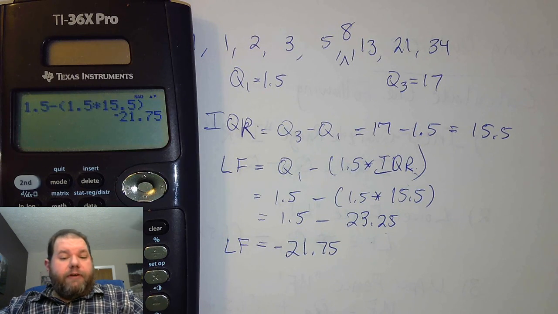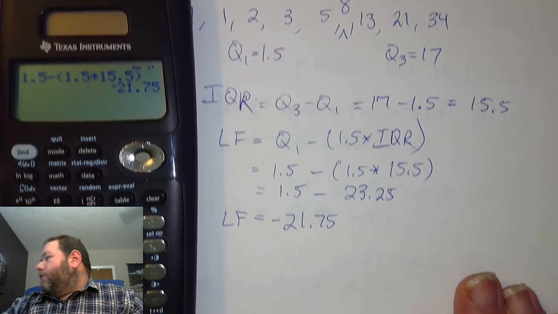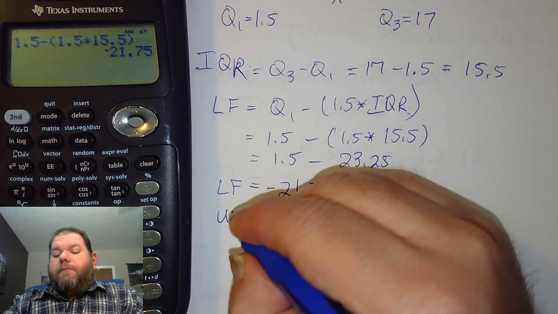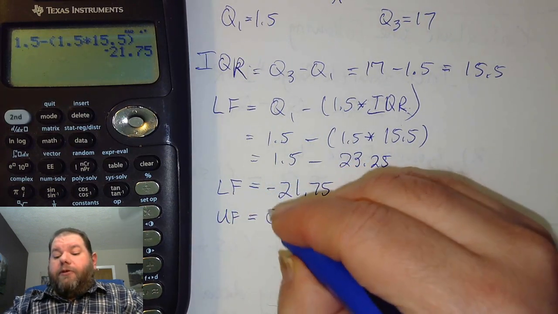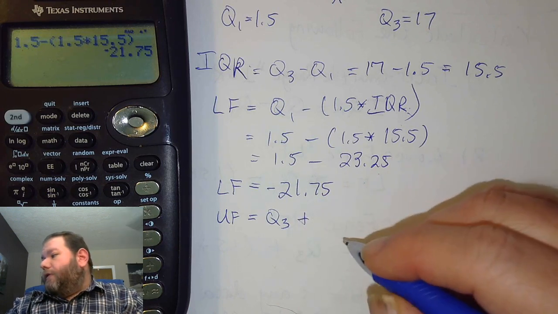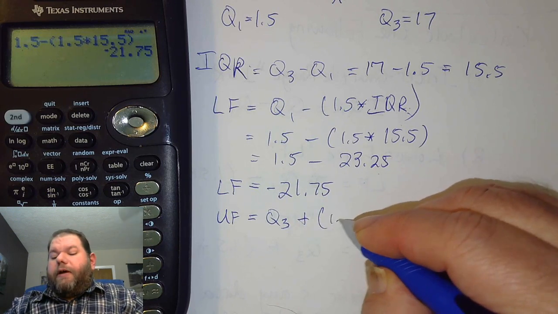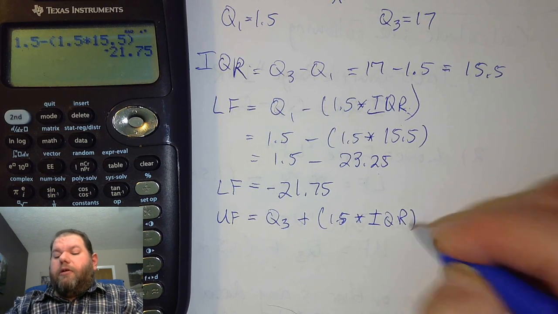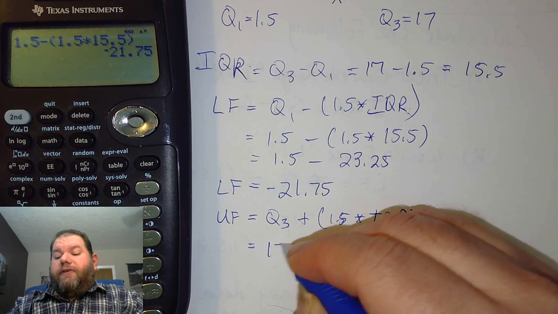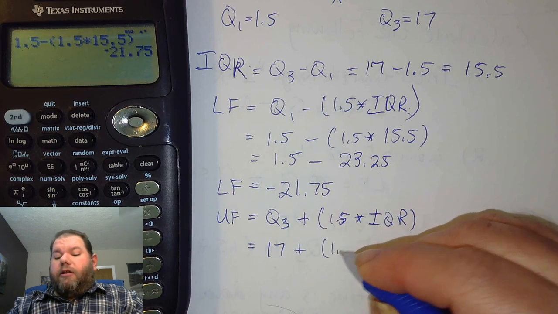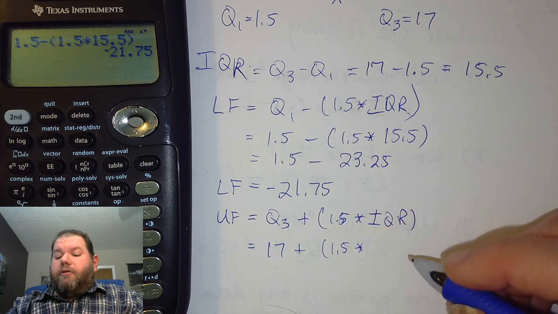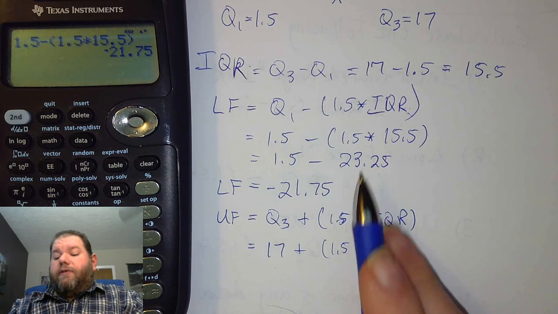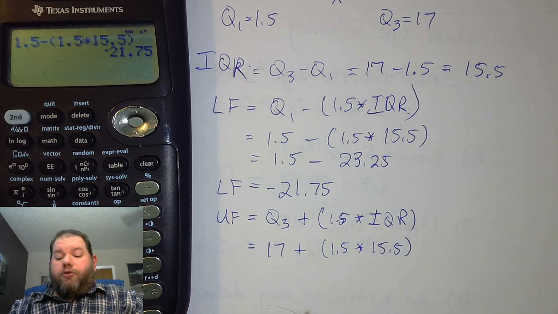We'll repeat that same process for the upper fence. Now our upper fence does have a little bit different formula. It's Q3 plus 1.5 times the IQR. Well, Q3 is 17 in this case. Now our IQR is still 15.5, so let's plug that in. So this product is still 23.25. We don't have to multiply that again.